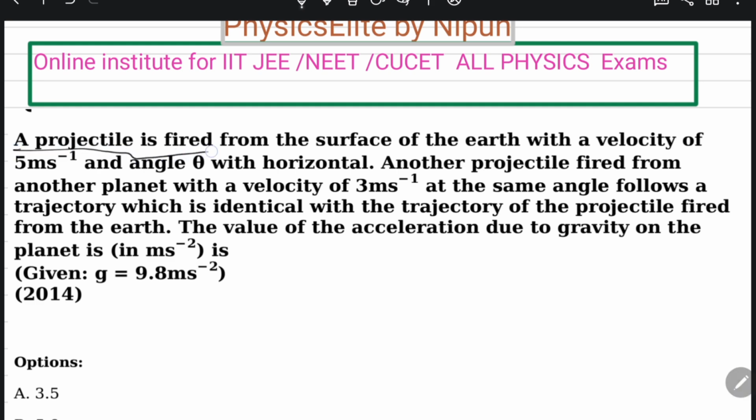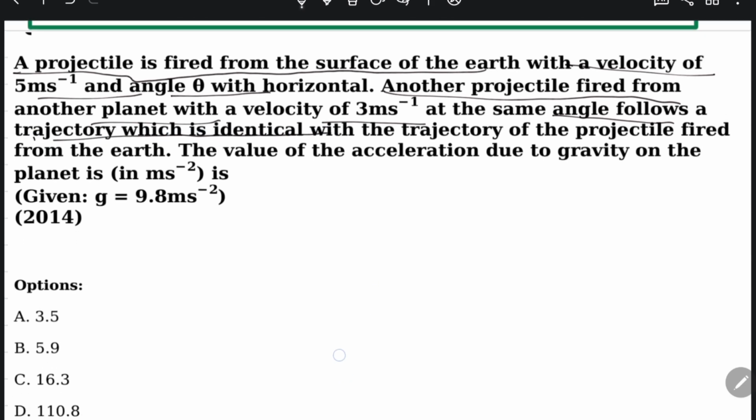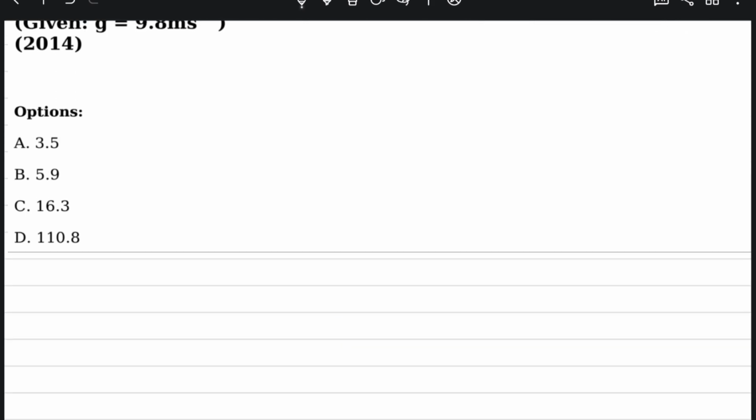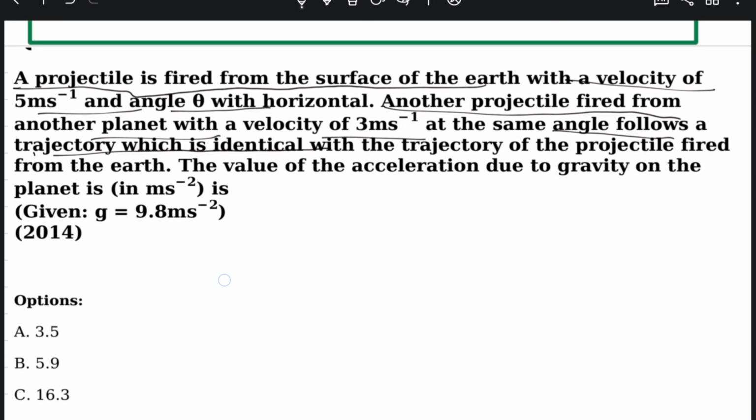A projectile is fired from the surface of the earth with a velocity of 5 meter per second and angle theta with the horizontal. Another projectile is fired from another planet with a velocity of 3 meter per second at the same angle and follows a trajectory which is identical with the trajectory of the projectile fired from the earth. The value of the acceleration due to gravity on the planet is. So basically, what they have given.